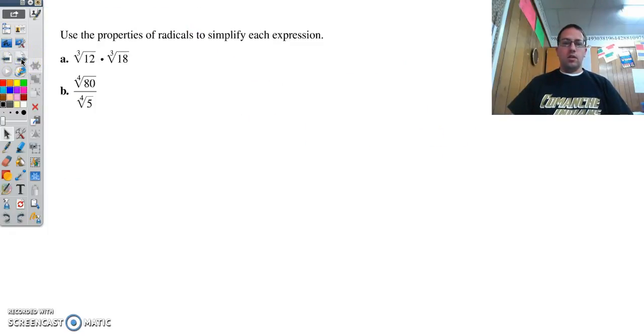So let's take a look at these. We need to simplify this. Well, notice the radicand is different, but the index is the same. They're both cube roots. We can take the 12 and the 18, and multiply those together. 12 times 18 is 216. So this is the cube root of 216, which is just 6.